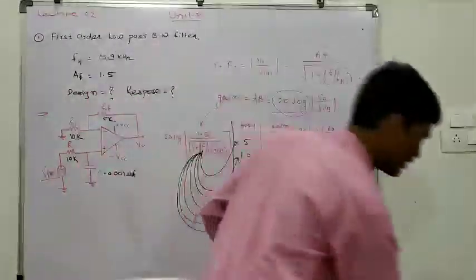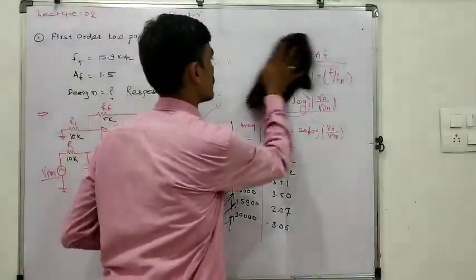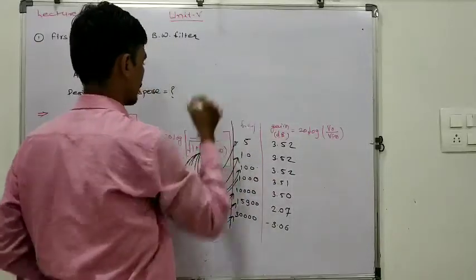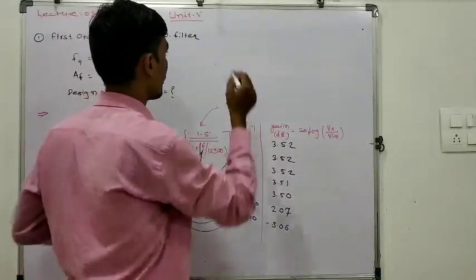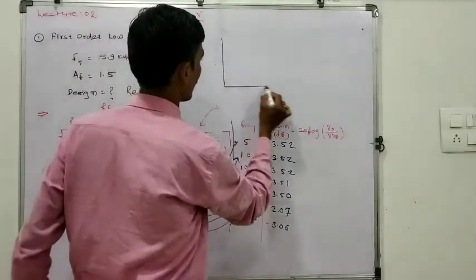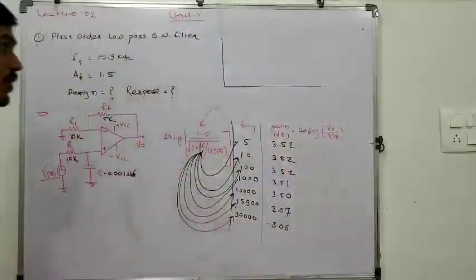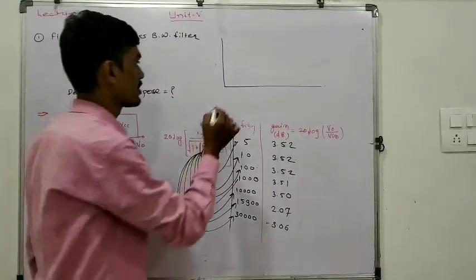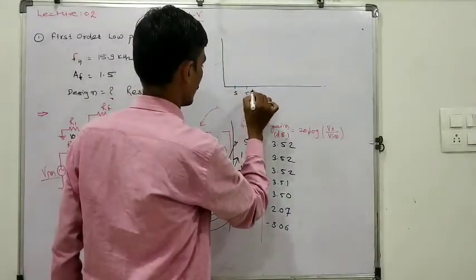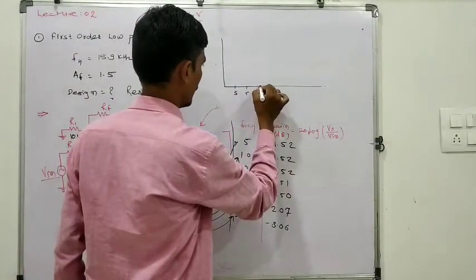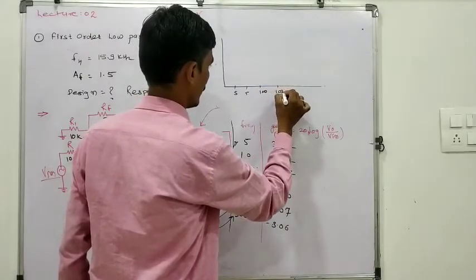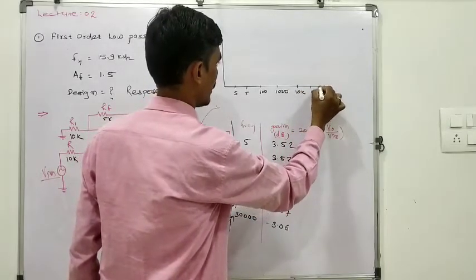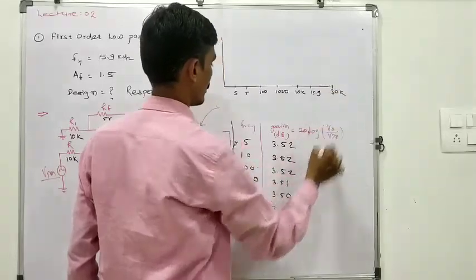Now the last point is to draw the response. For the response, we know that it is a graph, and this graph is nothing but frequency versus gain. So on the x-axis we have to write down the frequency values. I am writing here the frequency values 5, 10, then 100, then 1000, then 10k, then 15.9k, and then 30k.